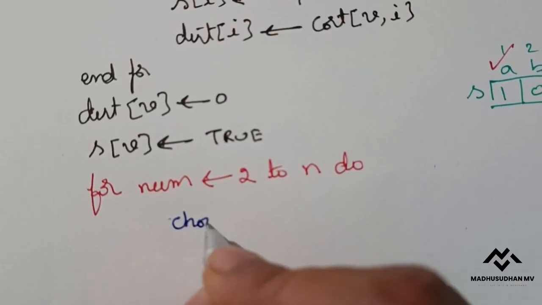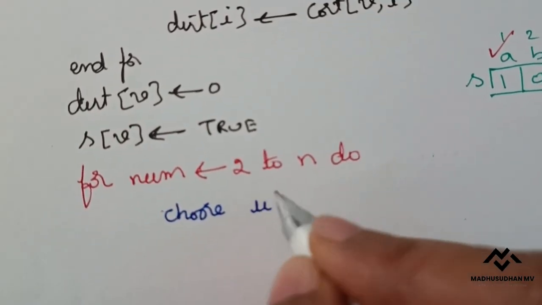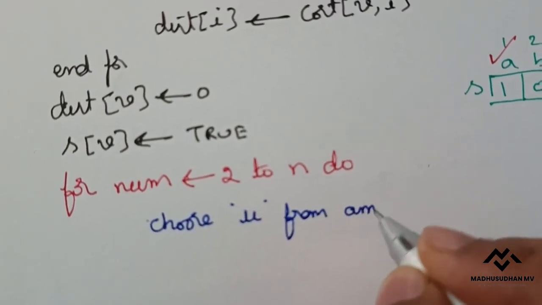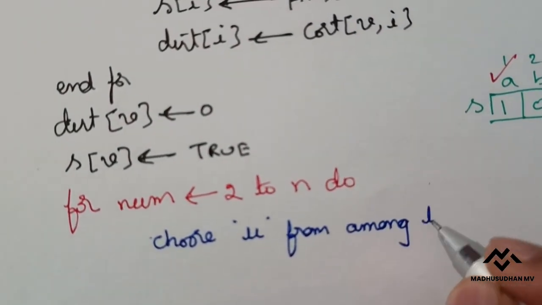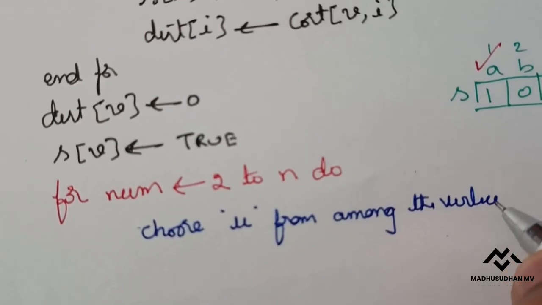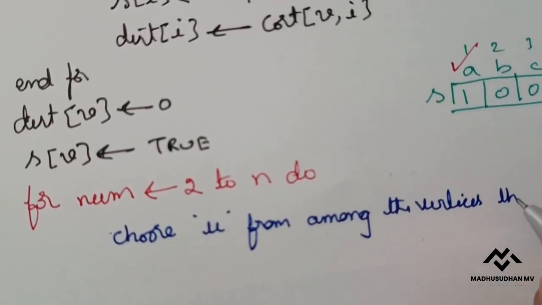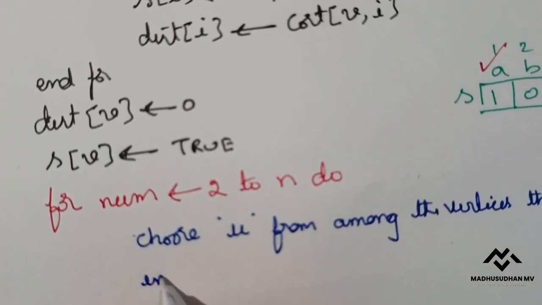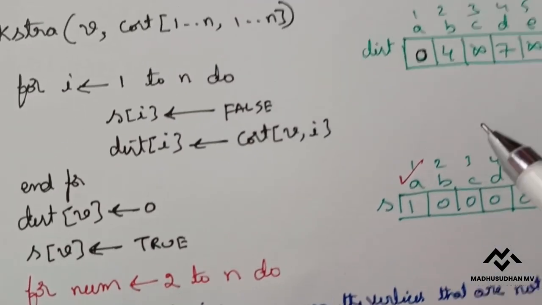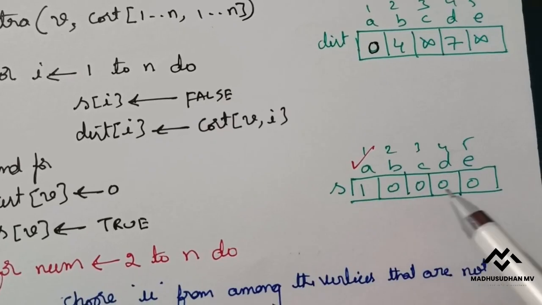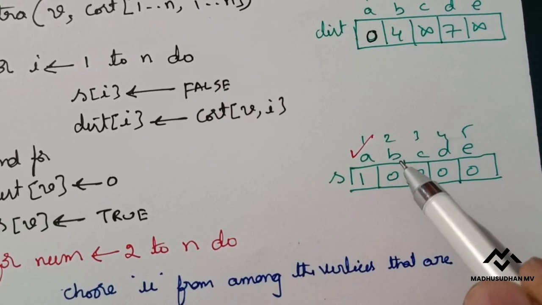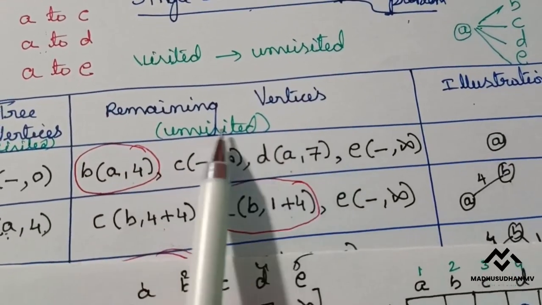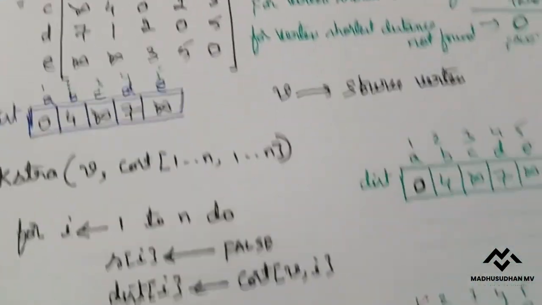So choose one vertex in general, that is U. From where do we need to choose? From among the vertices that are not in S. Which are not in S? This is yes, yes. This is no, false. These are not in S: B, C, D, E. That means B, C, D, E are the remaining vertices that are not in S.